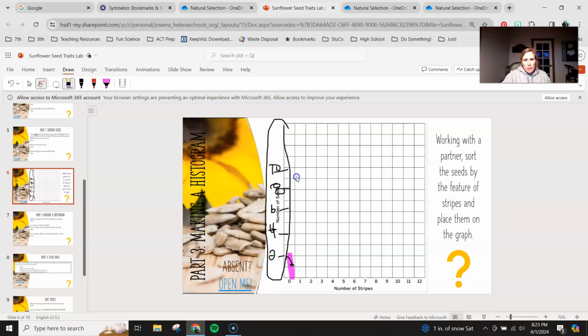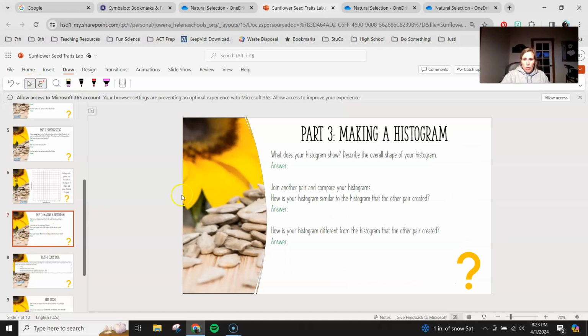Obviously you can probably make it a little bit neater than I just did. So that's how you are going to do the histogram for part 3, and then you are going to answer these questions. What does your histogram show? Describe the overall shape, so 2 questions to answer there. And then you will have to skip this part for now because you won't have another group to look at. So you won't be able to compare histograms, okay?